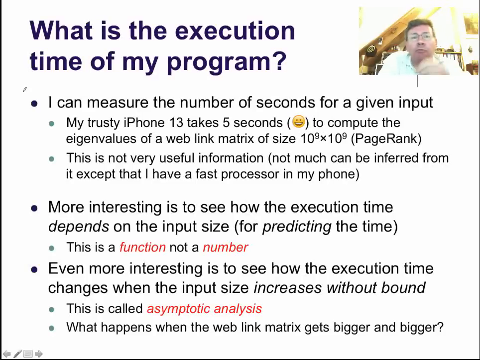Let's now look at performance of our programs. Execution time for given input. So for example, I can measure the number of seconds that it takes. My trusty iPhone 13 from the future takes 5 seconds to compute the eigenvalues of a web-linked matrix of size 1 billion by 1 billion, thus computing PageRank. Sounds impressive, right? Actually, that's not very useful information. I can't infer very much from it other than maybe I have a fast phone.